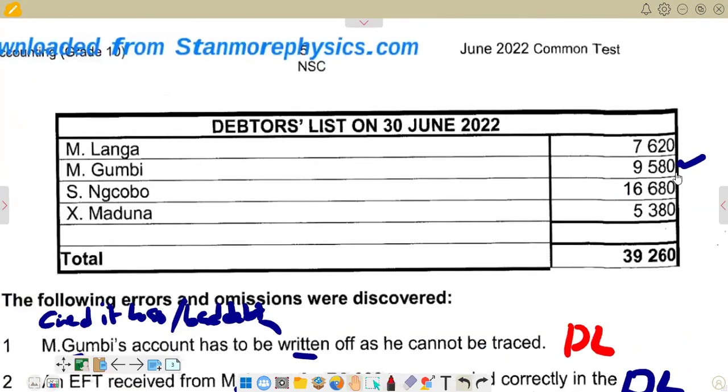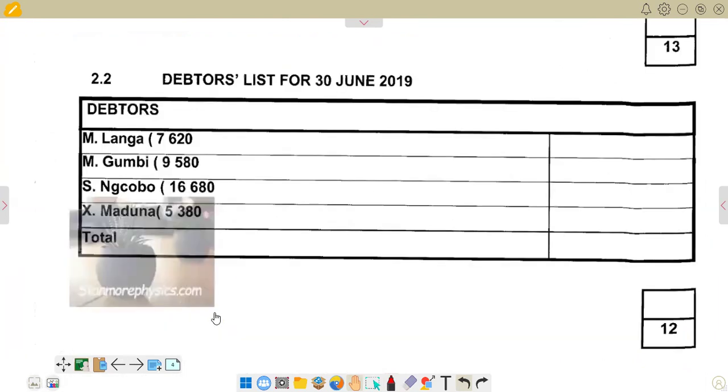M. Gumbi 9,580. So on our debtors list, we're going to subtract again 9,580, as we are saying the whole amount is going to be a bad debt or a credit loss. So we come here, we say 9,580 there, and then we subtract again 9,580. So what does it mean? It means our balance is going to be 0.